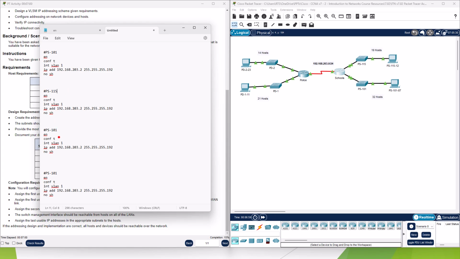I'm doing this on multiple devices, so I want to be able to keep records of what I'm doing. PD Act 2. Alright, so we already know that for PS115, the IP address is the second usable, so .98, subnet mask 255.255.255.224. For PD1, second usable is .66, and that's also a 224 subnet. All right, PD2 is going to be a 240 subnet, and its IP address will be 130.